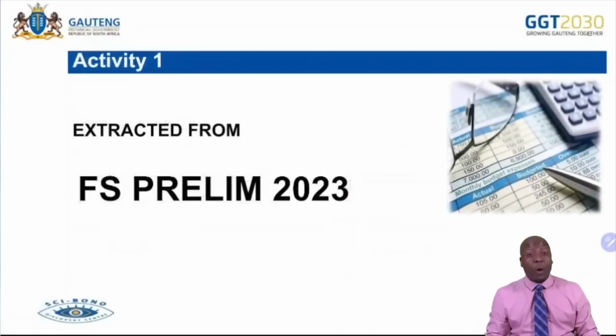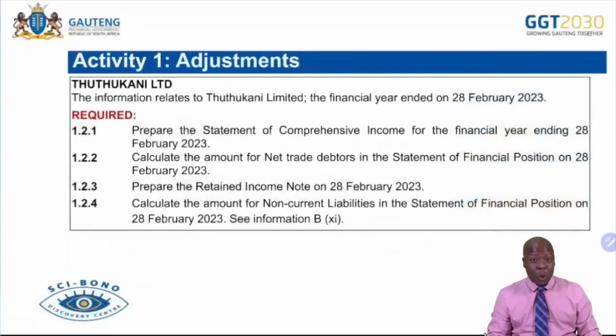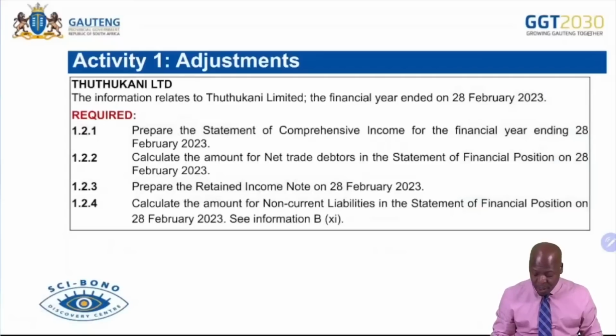To begin with, we are going to be focusing on the Free State Prelim paper for the year 2023. So I know most of you have this paper already. If you have it in front of you, it's going to assist as we do some calculations. So make sure you have the Free State paper for the year 2023. And we're going to be looking at their question 1, which was on the statement of comprehensive income. Let's read it. It reads, the information relates to Tukani Limited. The financial year ended on the 28th of February 2023.